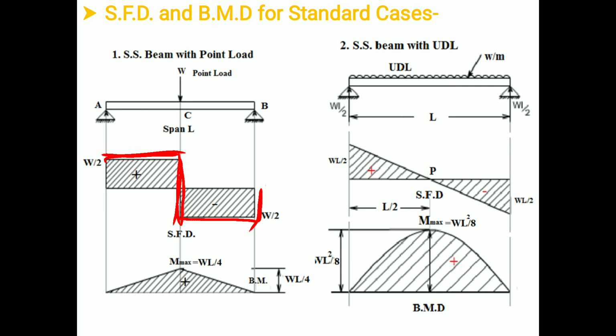We will discuss all those concepts in detail in the next lecture also. And in the bending moment diagram you will observe a triangular portion, that is, at its apex we have the maximum bending moment and it is given by WL by 4. This is the simply supported beam with the point load. Now we will consider a simply supported beam which is subjected to UDL, W per meter.